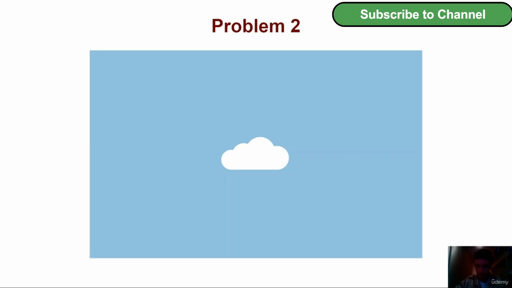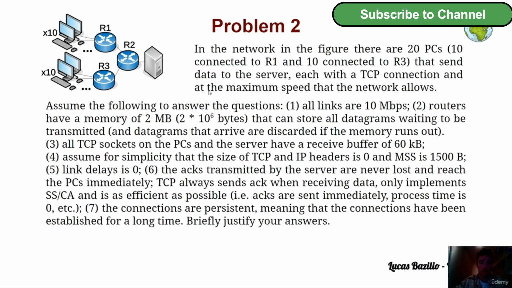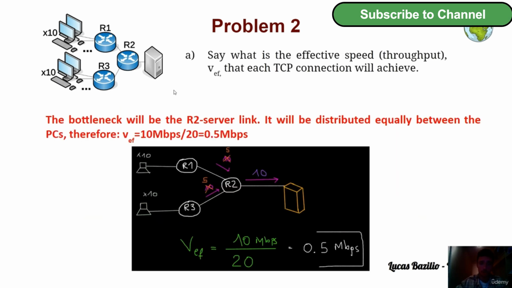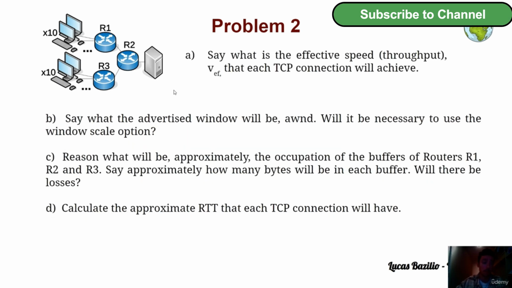Hey everyone, in this lecture we are going to solve question B of this problem 2. We already introduced and presented this problem in the previous lecture. We also solved question A, and so now we will solve question B. Question B states: what is the advertised window on this network, and will it be needed to use the Windows scale option?